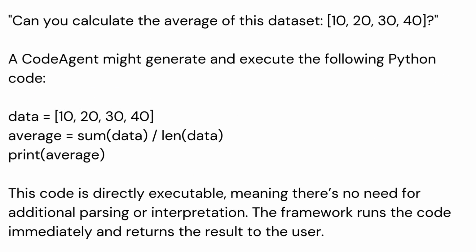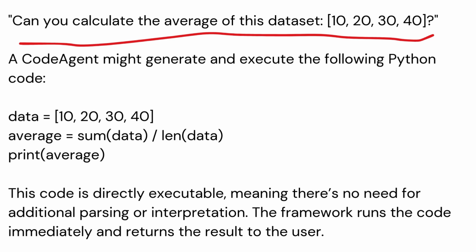Let's say we have a code agent designed to help with data analysis. If a user asks, "Can you calculate the average of this dataset: 10, 20, 30, 40?" A code agent might generate and execute the following Python code: data = [10, 20, 30, 40], average = sum(data) / len(data), and lastly, print(average). This code is directly executable, meaning there's no need for additional parsing or interpretation. The framework runs the code immediately and returns the result to the user.